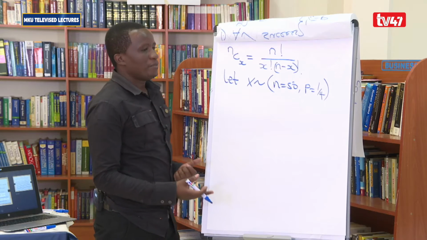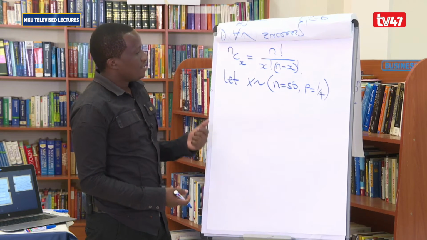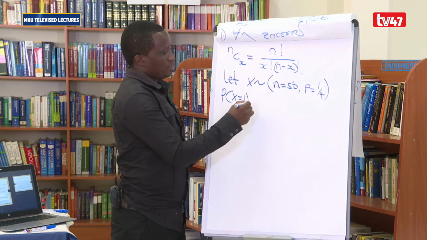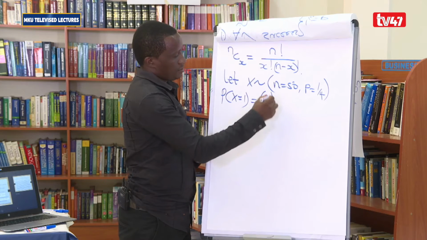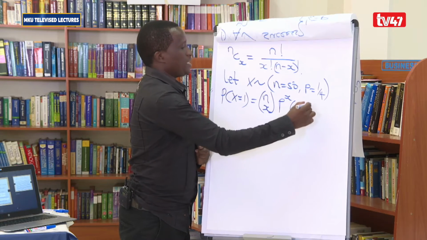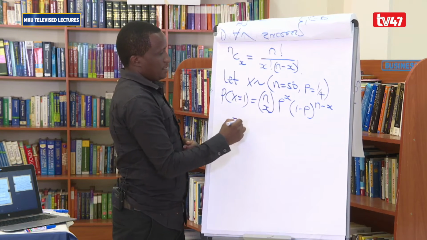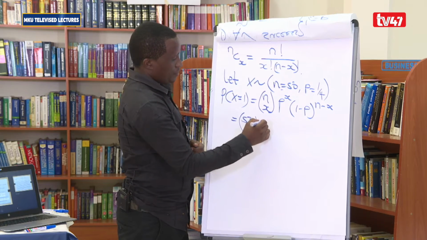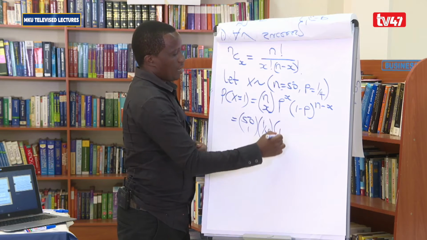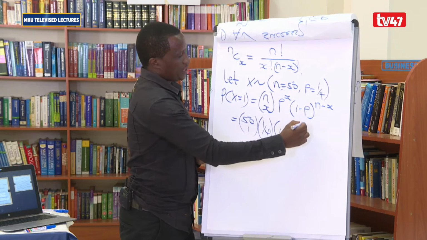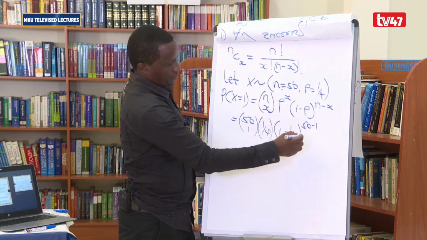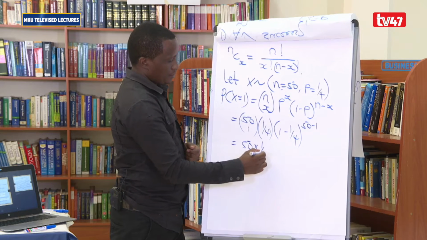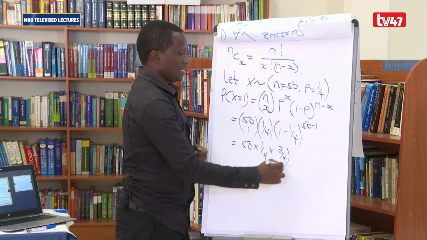So let's look at the probability that a student will answer exactly one question correctly. That is, we are looking at the probability that X is equal to 1. So that means we'll have n choose x, then p raised to power x, 1 minus p raised to power n minus x. So when x is 1, and n is 50, we will have 50 choose 1, then p, which we've seen is a quarter, then 1 minus a quarter raised to 50 minus 1. So this means 50 choose 1 is 50, times 1/4 times 3/4 raised to power 49.